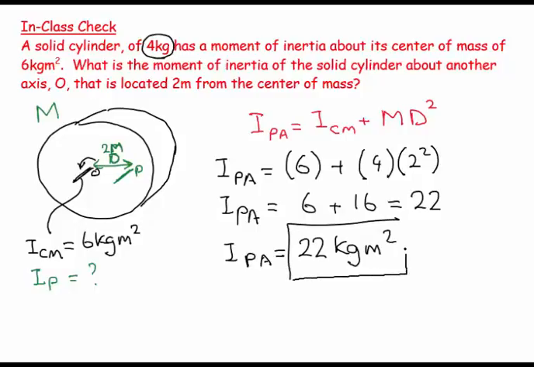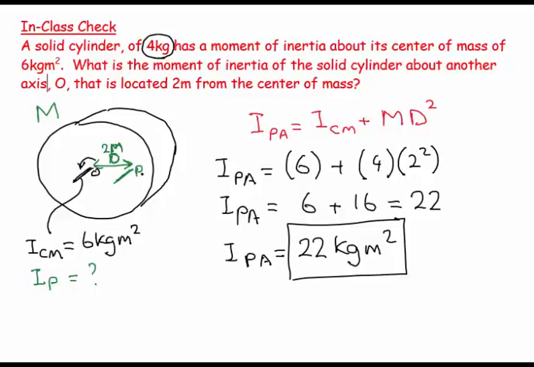By moving the axis of rotation away from the center of mass axis, I've increased my moment of inertia, which is my reluctance to accelerate angularly, quite significantly.